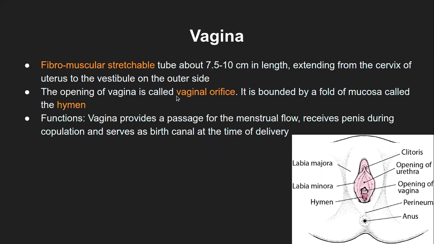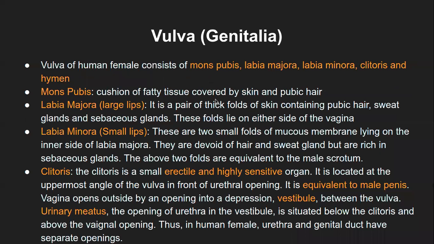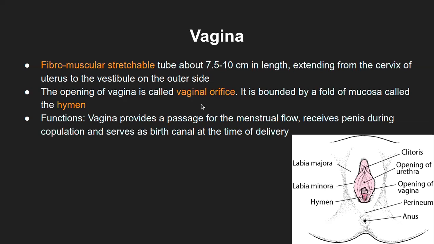The opening of the vagina is also called the vaginal orifice, and it is bounded by a fold of mucosa called the hymen. Now, I assume that you would have heard of this hymen, which is just a thin, fibrous layer or membrane present at the vagina, and it is considered to be a sign of virginity, which is not at all the true case, because I'm sure you are aware that the hymen can break open due to any excessive or rigorous physical activity, and that can just rupture.